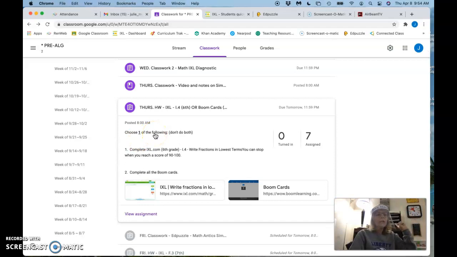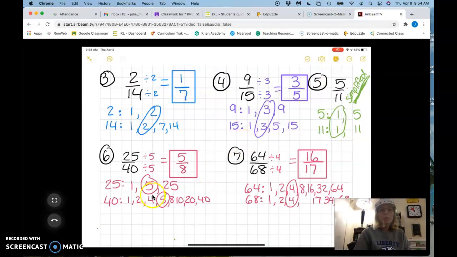So today you may either choose to complete IXL I.4, writing fractions in lowest terms, stop when you reach a score of 90 to 100, or you can choose to do boom cards. Either way, you're going to practice what we learned today. You're going to be writing out the factors to find the greatest common factor and then divide the fraction by it to get your simplest form. So you may go ahead and begin now.